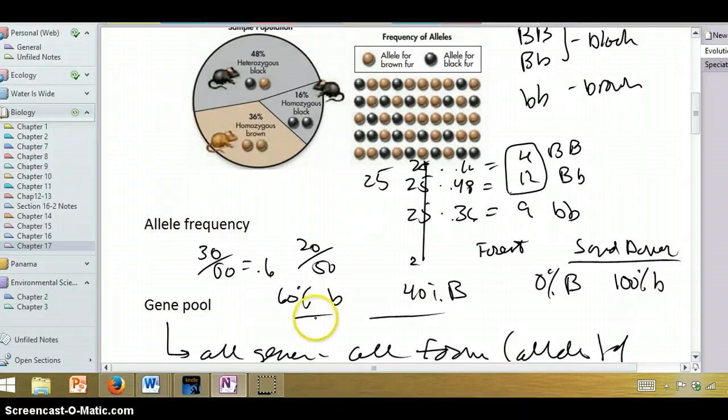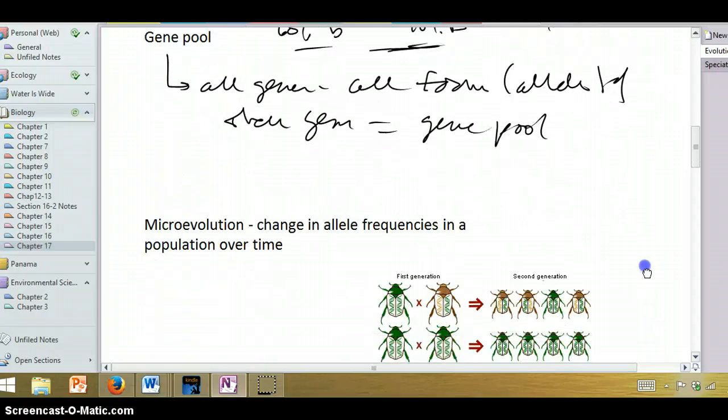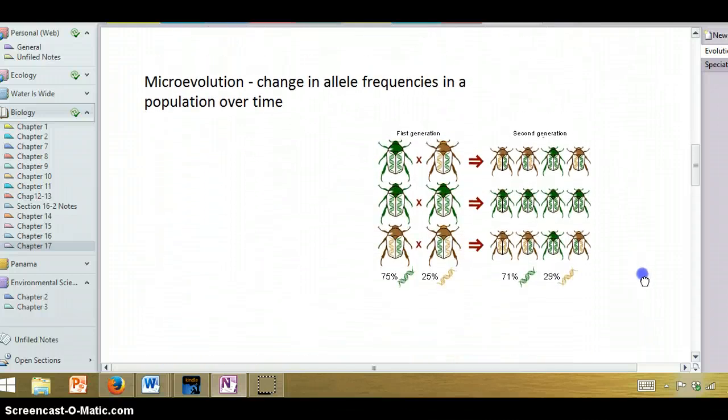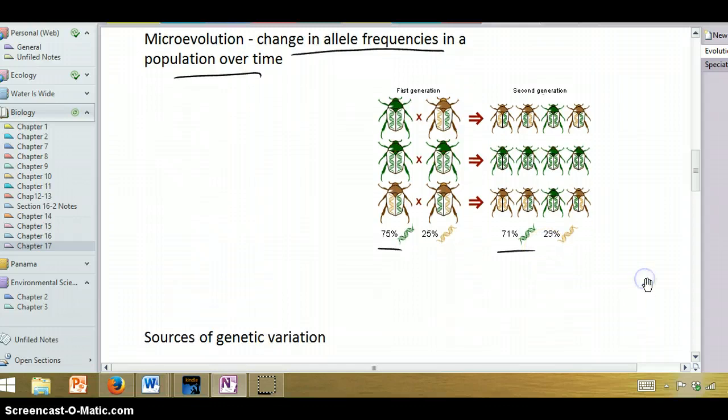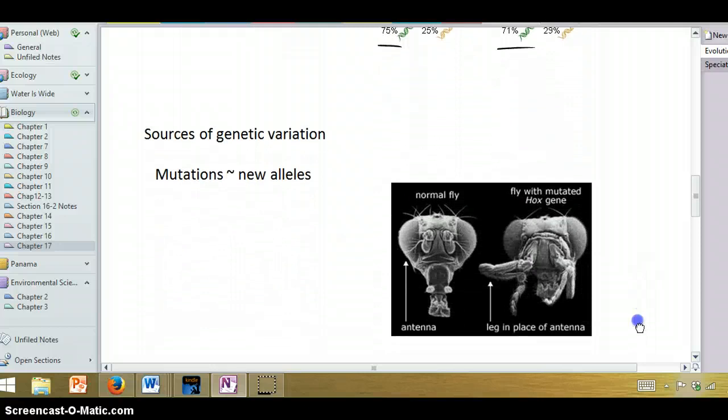Between those two populations, from 60% or 40% of the big B around to essentially none of it being around. So allele frequencies can change, and that is basically the most simple definition of microevolution, a change in allele frequencies in a population over time, as shown in this example with these beetles, where at one generation there was 75% of the green allele. The next generation it decreases a little bit. Not a significant change, but a change nonetheless, and what you would define as microevolution.